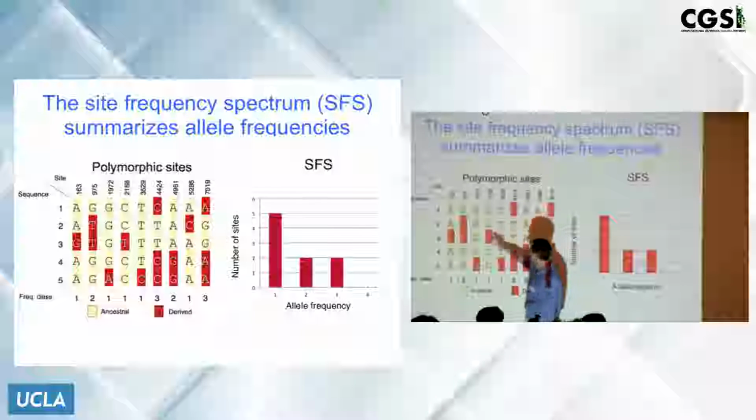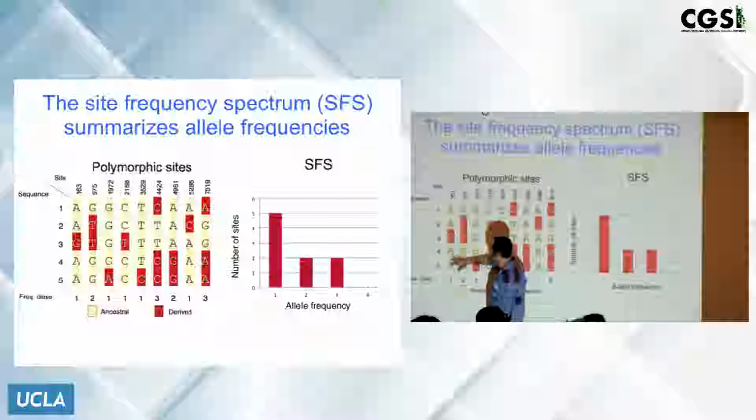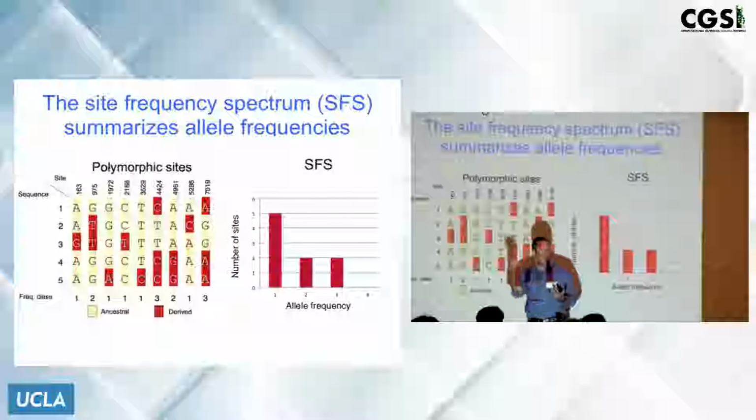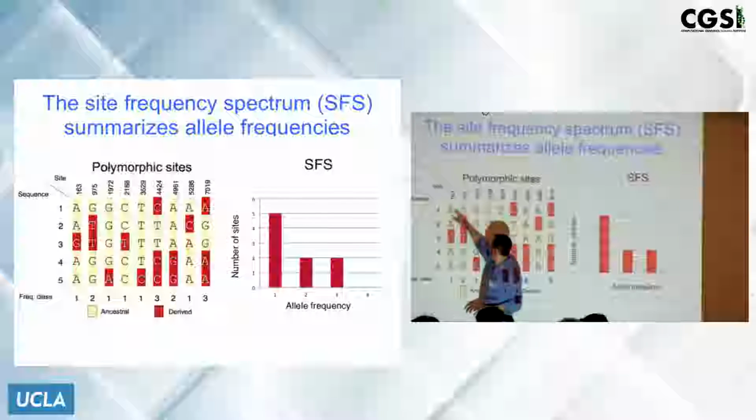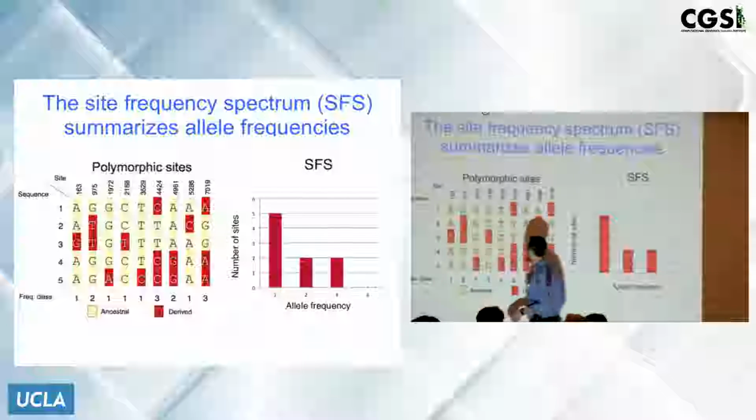The other thing to note is there are two colors in these columns. The yellow denotes the ancestral sequence, and the red denotes the mutated base. So at this site, A was the ancestral allele, and then it mutated to a G at some point in the history of the sample.